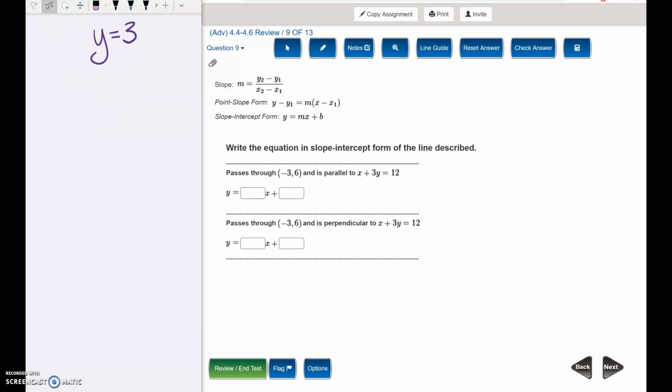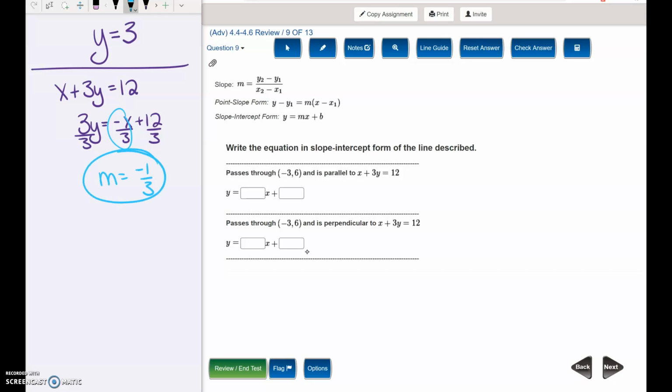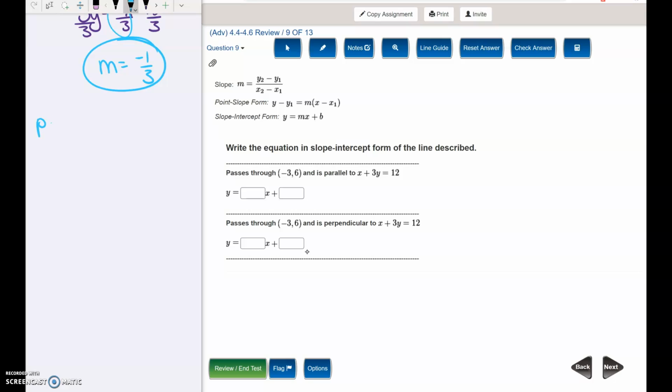All right, write the equation in slope-intercept form of the line described. So what I notice here is that this equation x plus 3y equals 12 is the same on both of them, and one of them's parallel, one of them's perpendicular. So the first thing I'm going to do is take this x plus 3y equals 12 and get that rearranged to help me out. So 3y equals -x plus 12, divide everything by 3, and I notice that this problem has an original slope of -1/3. All right, so that's the slope that we're going to use. So for parallel, we're going to use the slope -1/3.